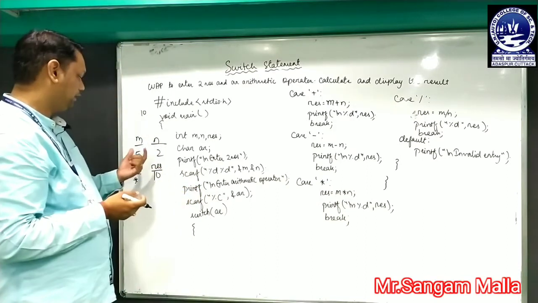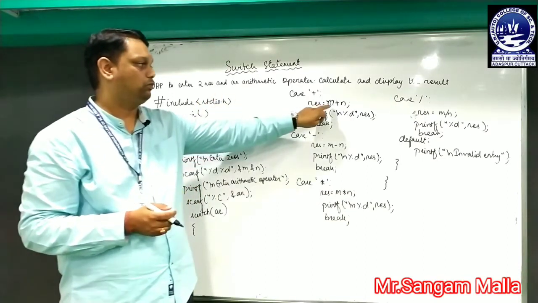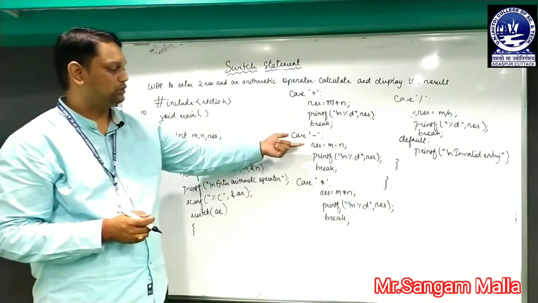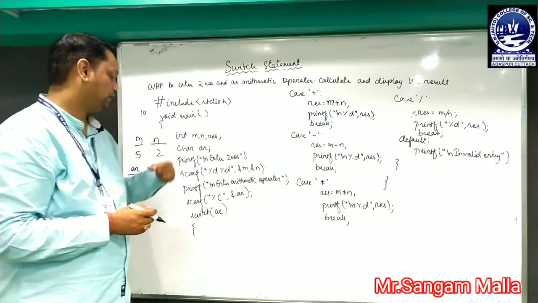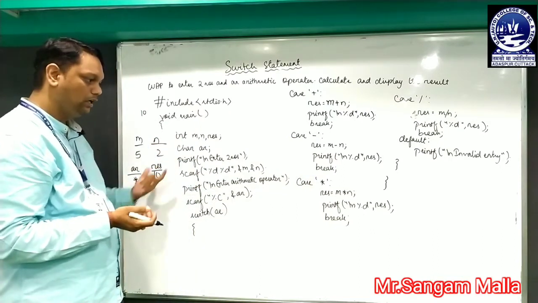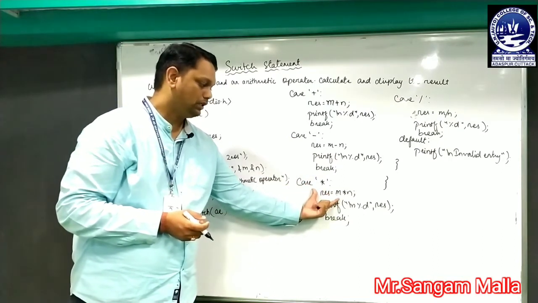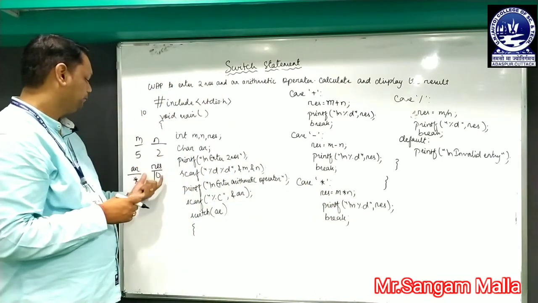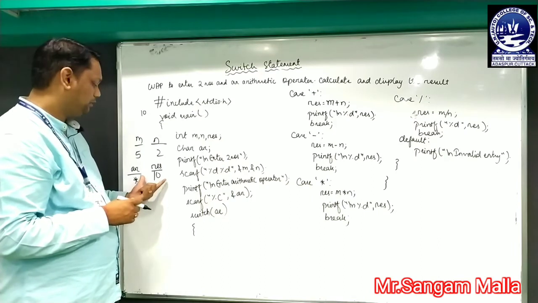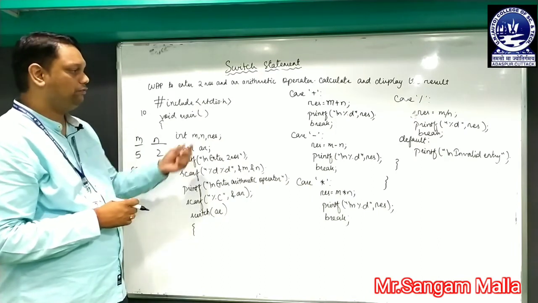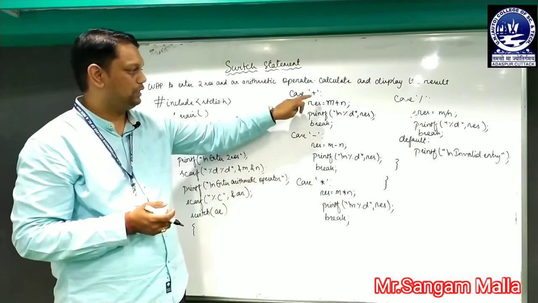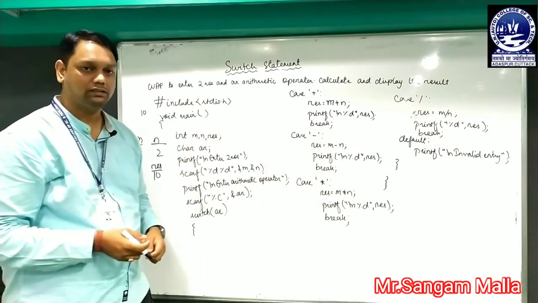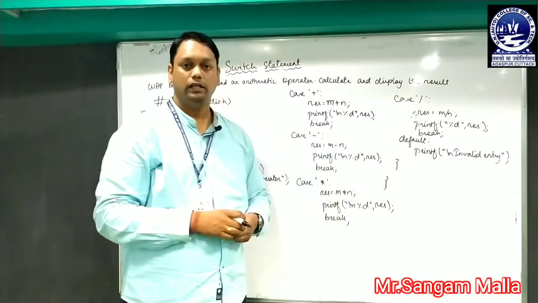So if we are entering plus symbol, it will add both the numbers and print the result. If we are giving minus symbol, it will subtract the numbers and give the result. If we are giving the asterisk symbol for multiplication, then it will multiply both the numbers and print the result. Similarly, if you give the division operator or slash operator, it will divide both the numbers and print the result. And if any other character other than the plus, minus, multiplication and division is given, then it will be considered as default and it will print the invalid entry.